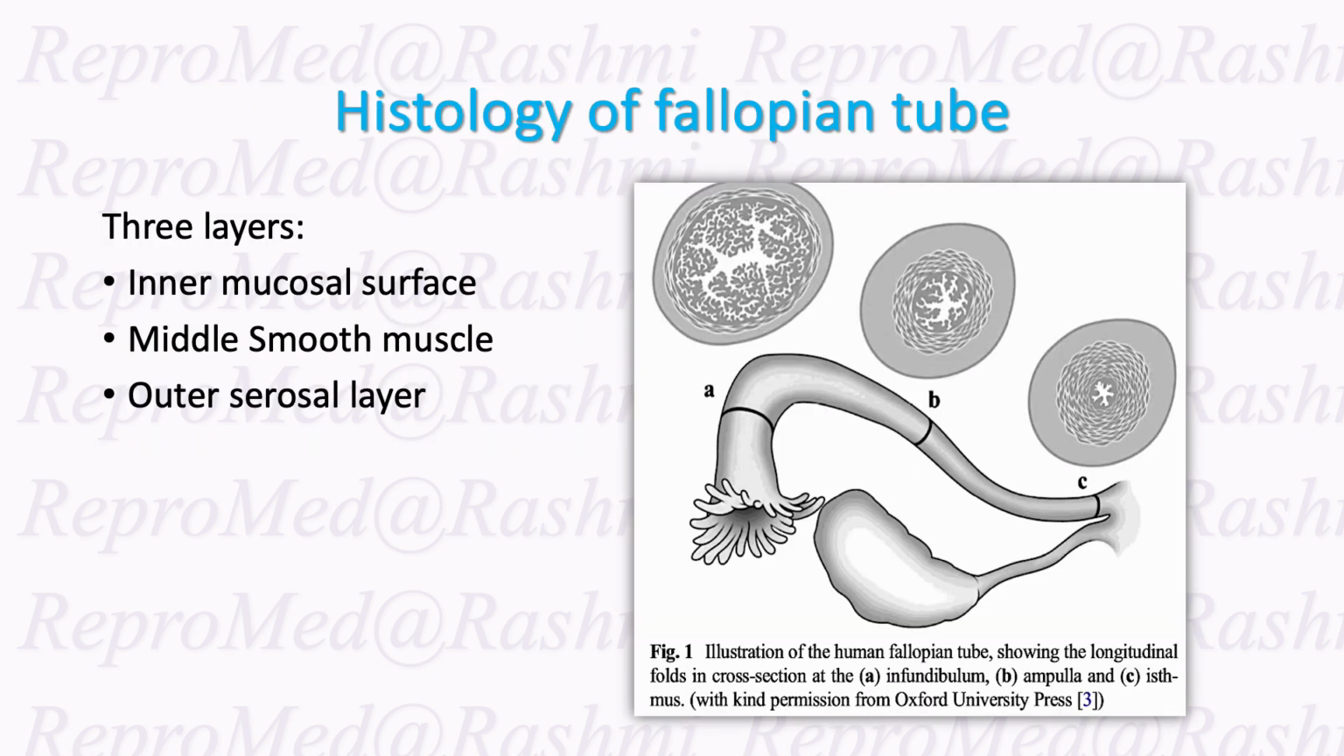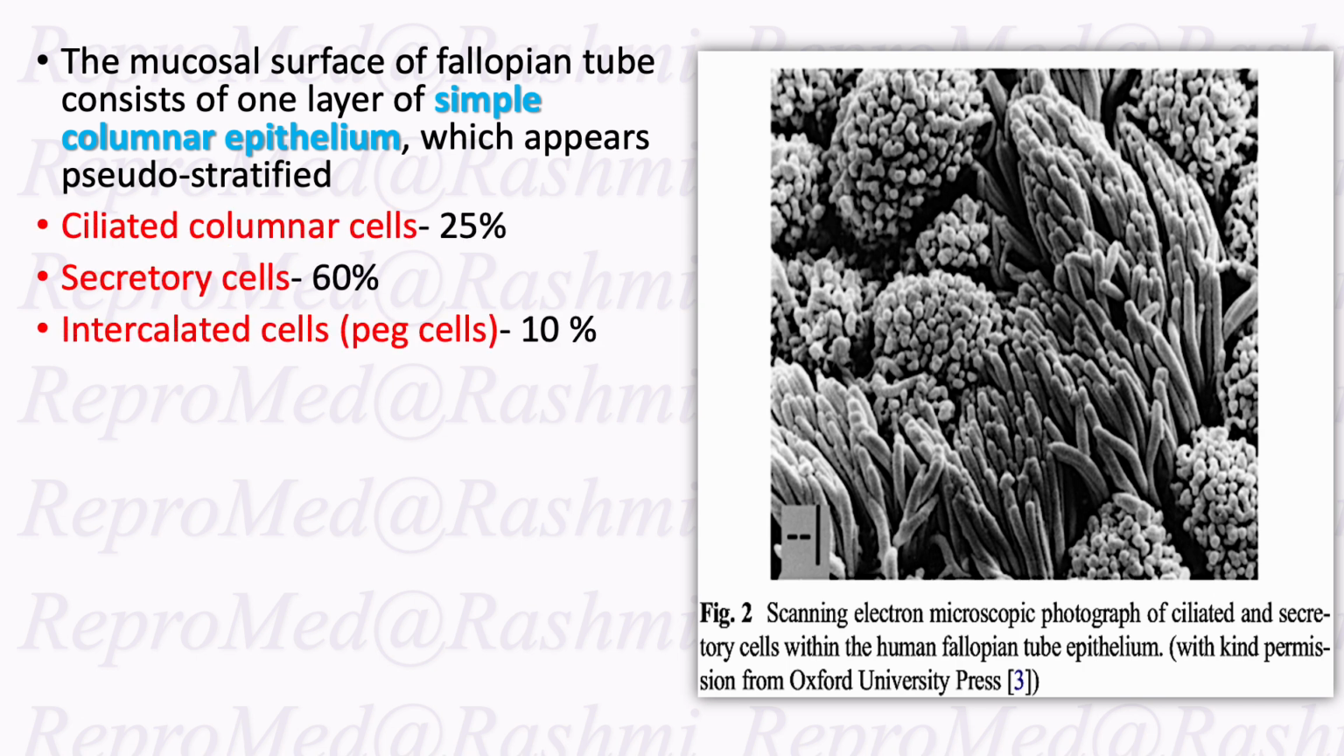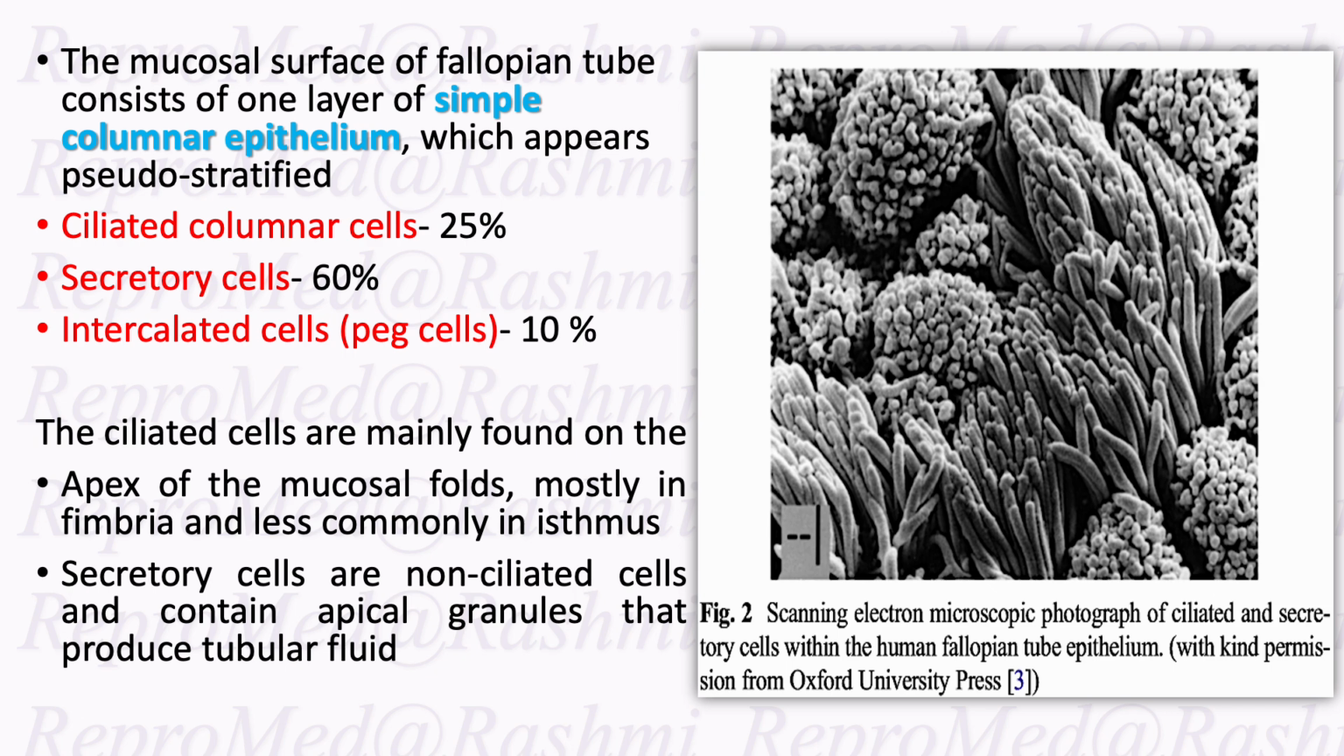Let's discuss the histology of the fallopian tube. The fallopian tube has 3 layers: the inner mucosal surface, the middle smooth muscular layer, and the outer serosal layer. The mucosal surface consists of one layer of simple columnar epithelium which appears pseudostratified. The ciliated cells are mainly found on the apex of mucosal folds, mostly in the fimbria and less commonly in the isthmus. Secretory cells are non-ciliated cells and contain apical granules that produce tubular fluid.